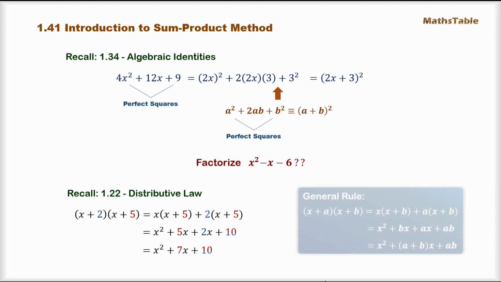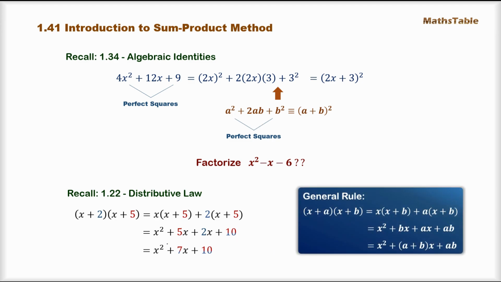So the general rule which we have observed from this example is that if there are any two numbers a and b in the two brackets that are multiplying together, the final expanded form is such that the coefficient of the middle term is the algebraic sum of these two numbers, and the final constant term is the product of these same two numbers a and b. Based on this logic, we can factorize an expression which is impossible to factorize using identities.